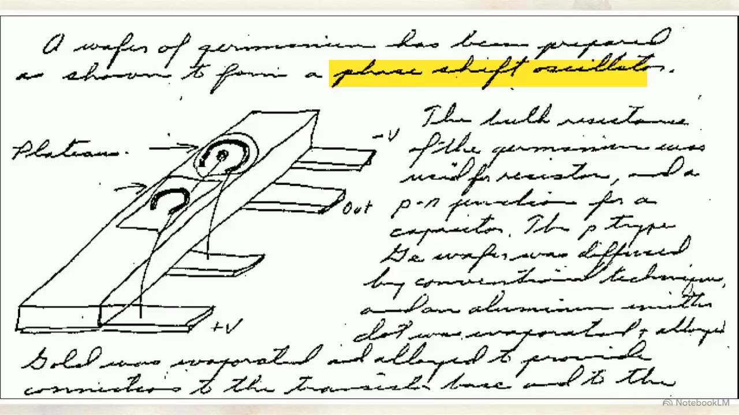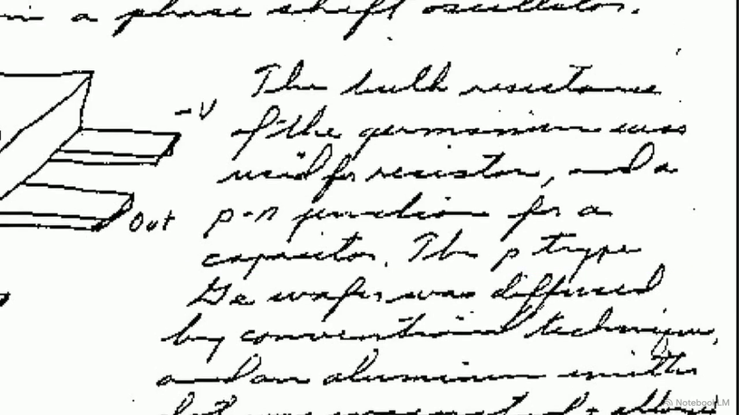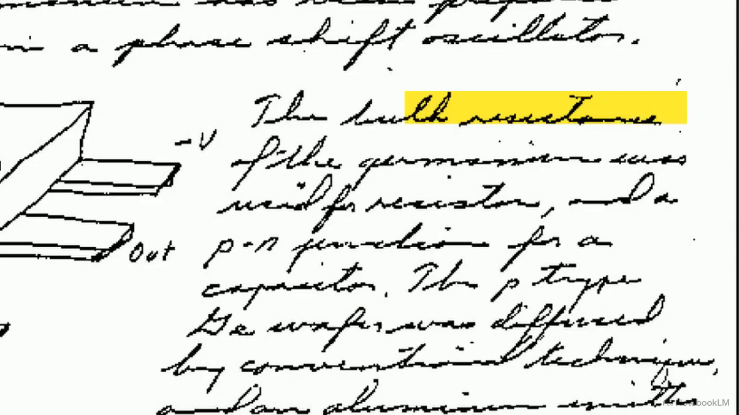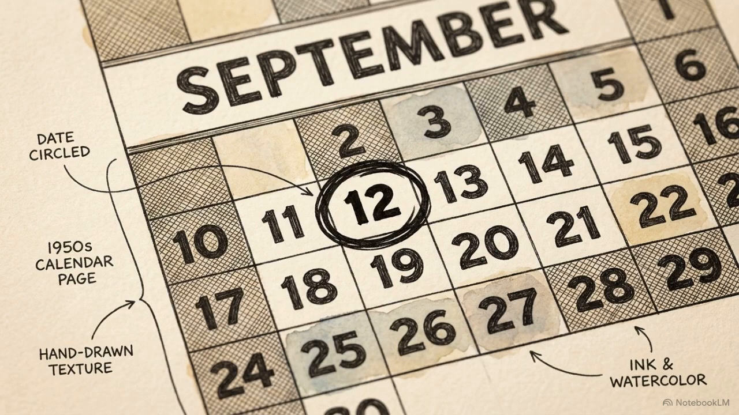His engineering notebook shows a phase shift oscillator relying entirely on internal p-n junctions to act as capacitors. To replace external resistors, he used the natural resistance inherent in the germanium crystal, a property he called bulk resistance. These sketches quickly evolved into a blueprint for a complete, working flip-flop circuit laid out across a single, solid crystal wafer. On September 12, 1958, he put his theory to the test.